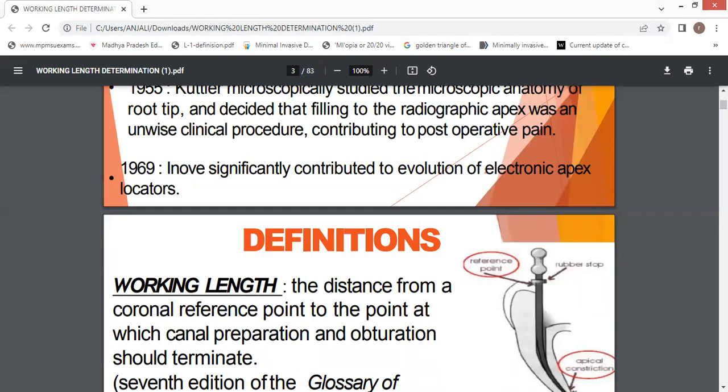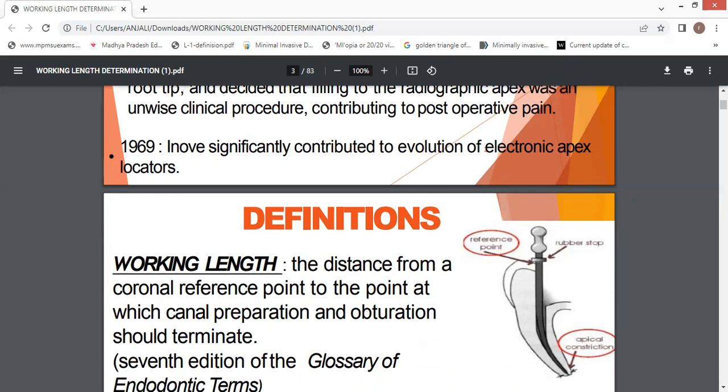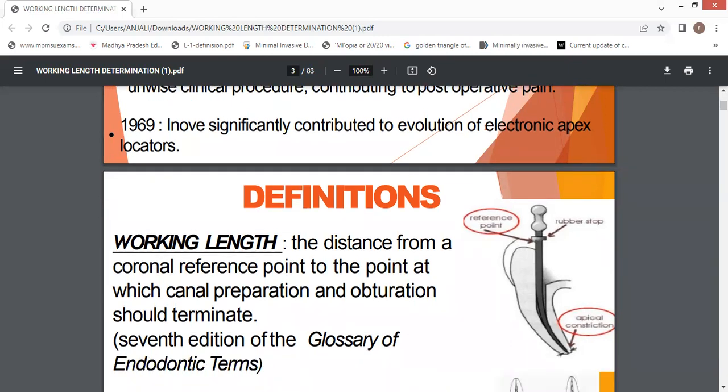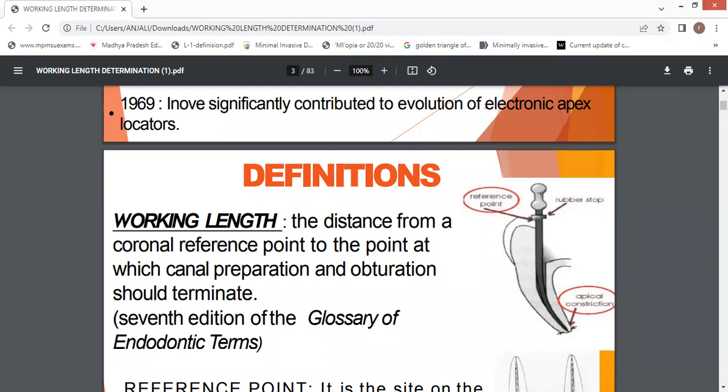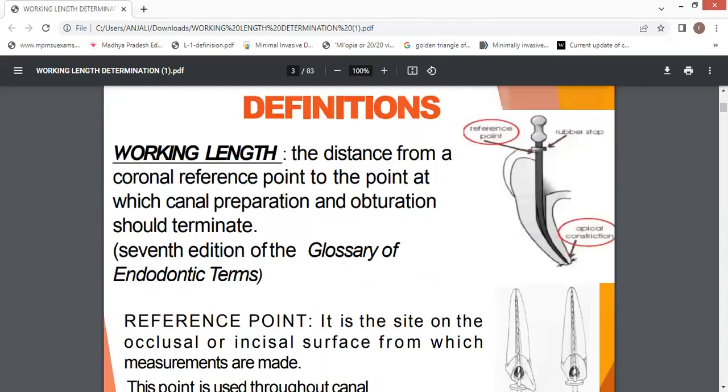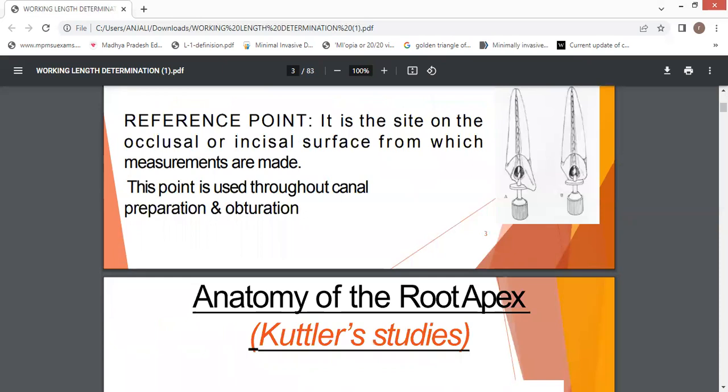Here are some definitions in working length determination. The definition of working length, from the 7th edition of the Glossary of Endodontic Terms, is the distance from a coronal reference point to the point at which canal preparation and obturation should terminate. Reference point: it is a site on the occlusal or incisal surface from which measurements are made. This point is used throughout canal preparation and obturation.